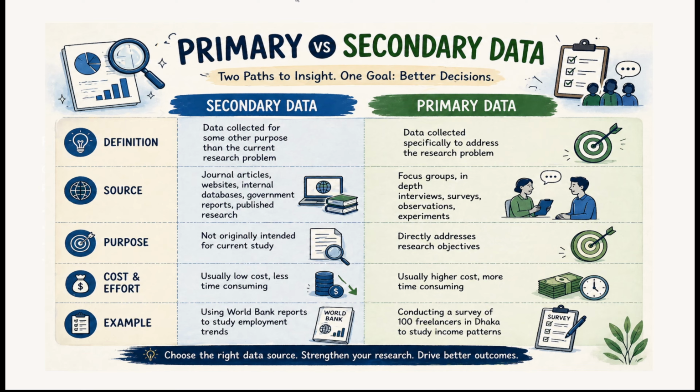On the other hand, secondary data refers to data that has been collected by someone else for a different purpose, but it is used by the researcher. For example, you use data from government reports, research articles, books, or journals.